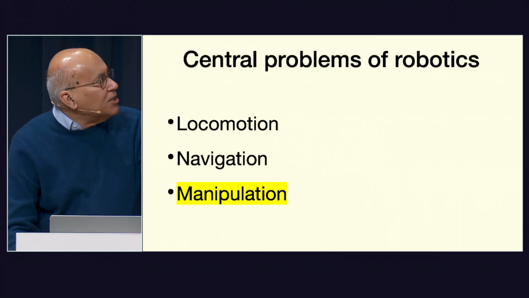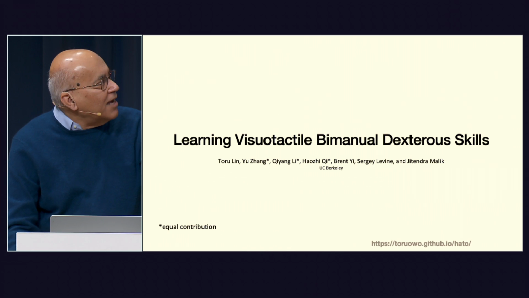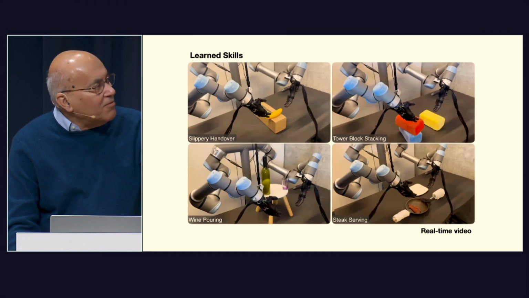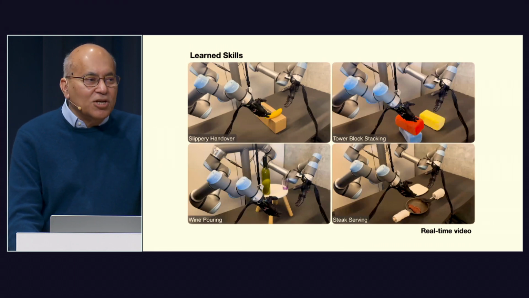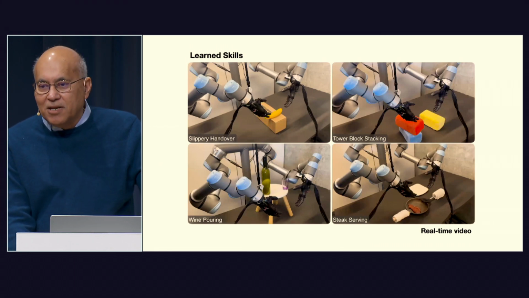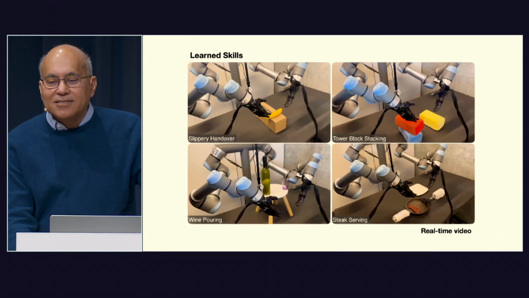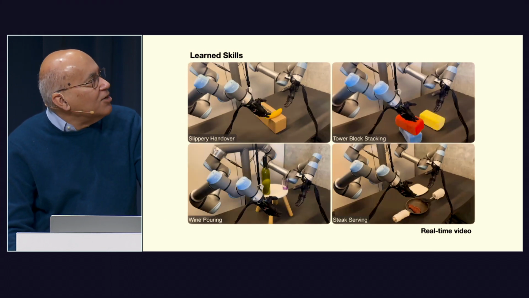okay, manipulation. So here, I'll show you what we have. This is a recent, or not so recent result, from this is a bimanual manipulation task. So personally, I believe that the future of manipulation is dexterous manipulation, which means two multi-fingered hands ideally equipped with tactile sensing. And this is the kind of stuff we can do.